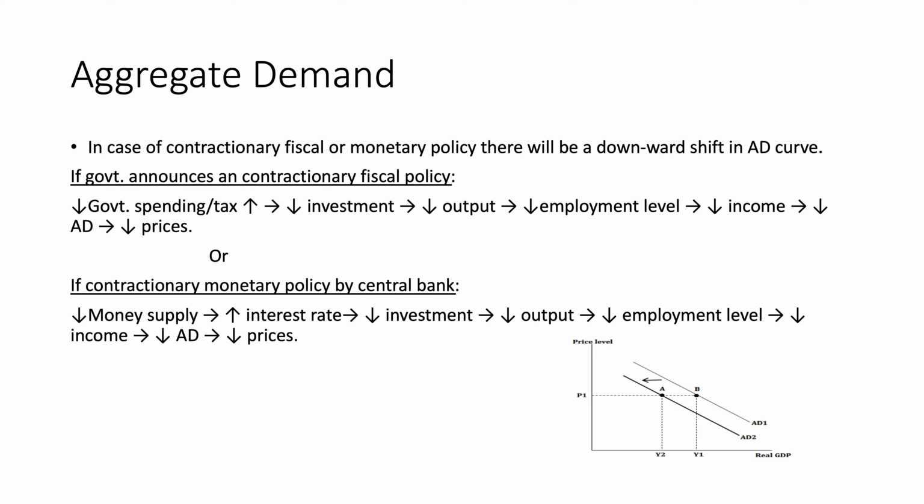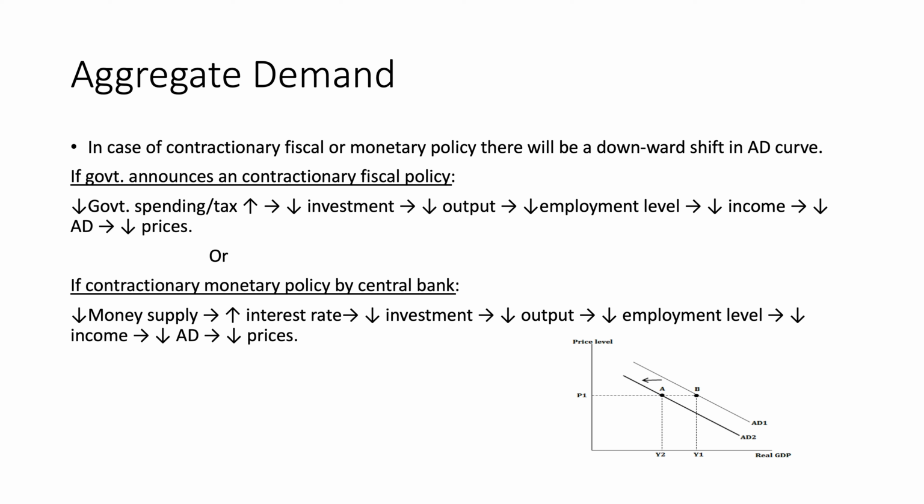On the other hand, if there is a contractionary monetary or fiscal policy, it will result in a downward shift in the aggregate demand curve. It is shown over here that if the contractionary fiscal policy is announced, investment decreases, output reduces, employment and income decrease, aggregate demand decreases, and prices reduce as well. There is a downward shift in the aggregate demand curve, which is shown through an arrow as well, which indicates the direction of shift.